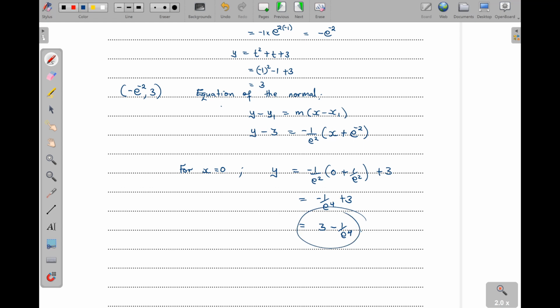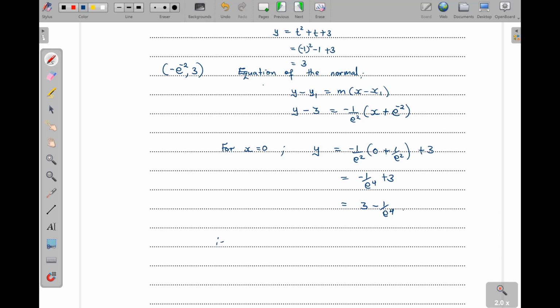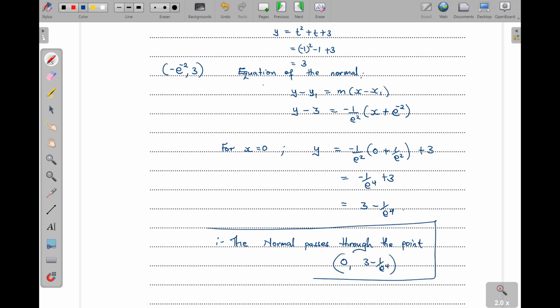So since I've gotten this y coordinate by substituting the x coordinate, which is 0, that implies that the normal passes through that point. So I conclude and say, therefore, the normal passes through the point 0, 3 minus 1 over e to the power of 4. That is that.